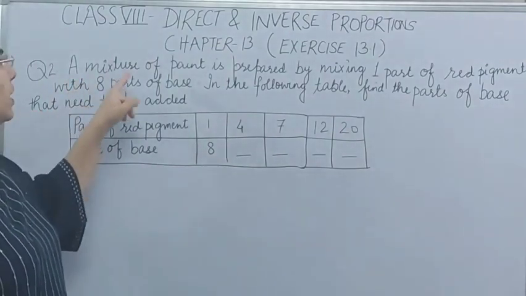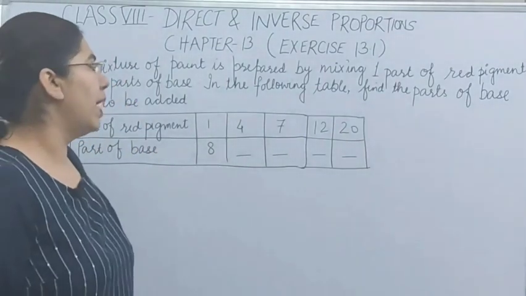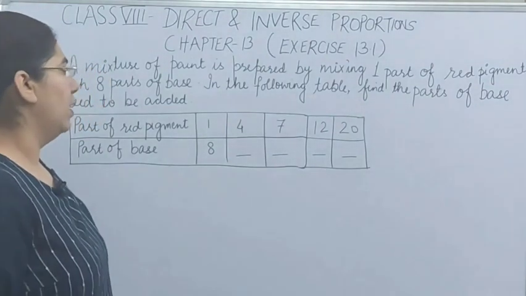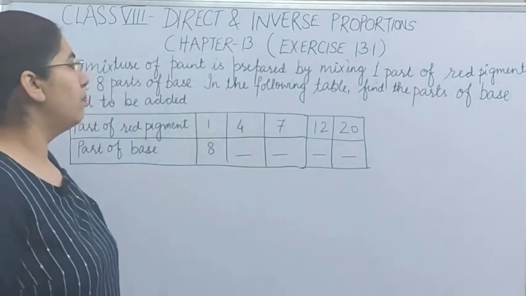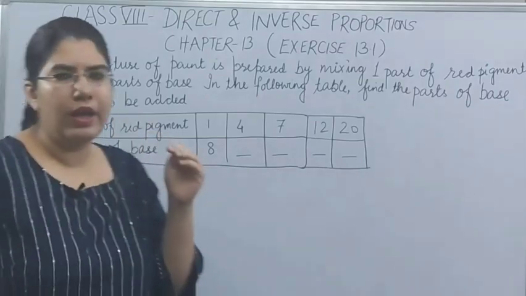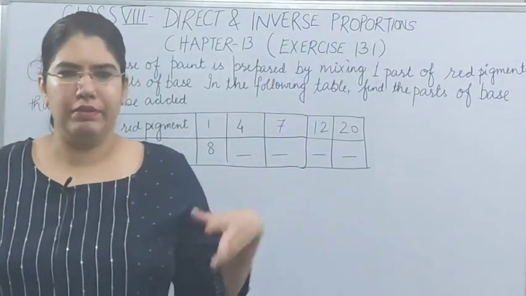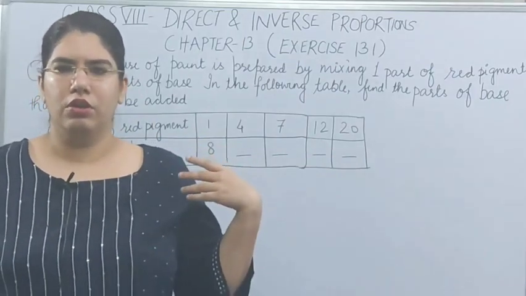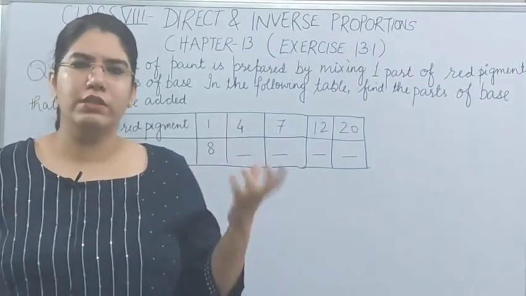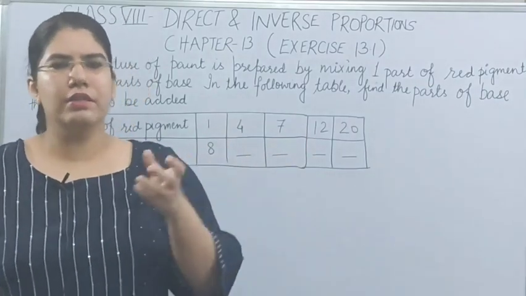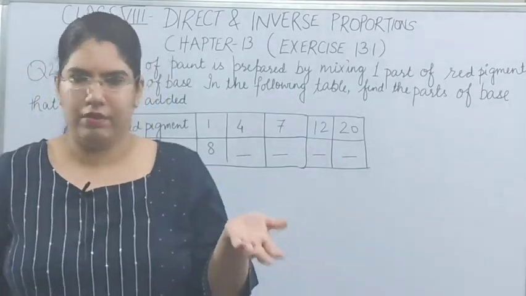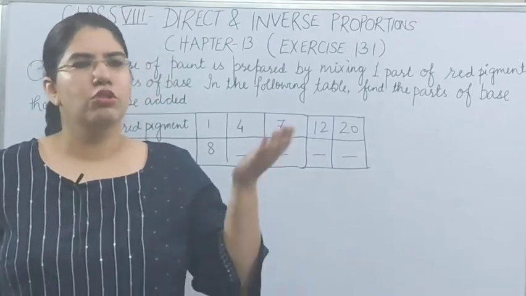It says a mixture of paint is prepared by mixing 1 part of red pigment with 8 parts of base. In the following table, find the parts of base that need to be added. Now, have you all seen how painting happens in houses or of furniture? You have to select a particular color shade. And how is that color shade prepared? There are some color concentrates or pigments which have to be added to the base, right? This is what happens.